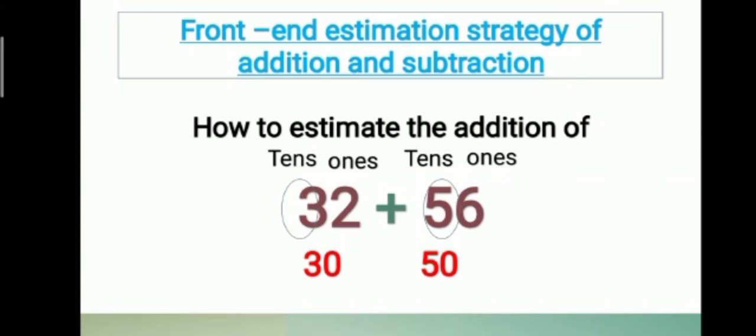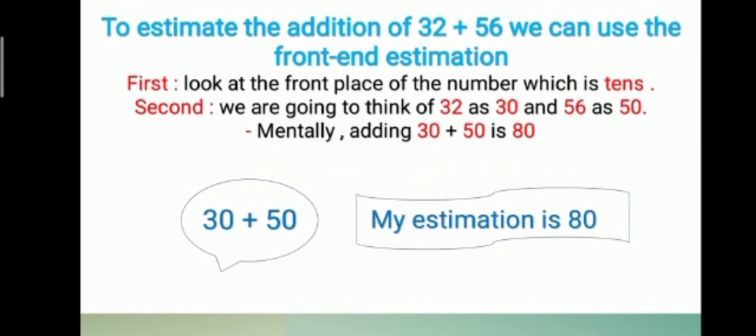Plus 5 in tens will remain the same, so we are going to write 5, and the 6 in ones will be 0, to be more easy to get the answer. To estimate the addition of 32 plus 56, we can use the front-end estimation.